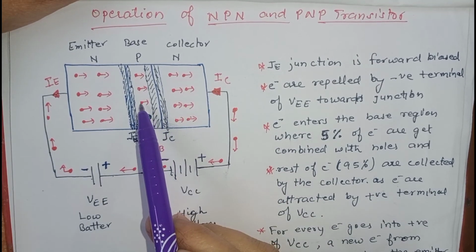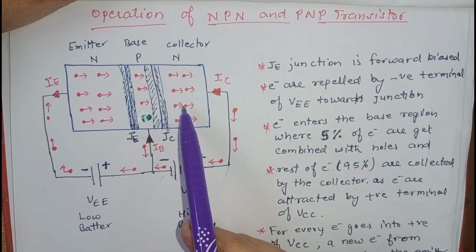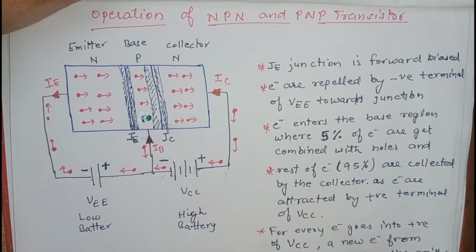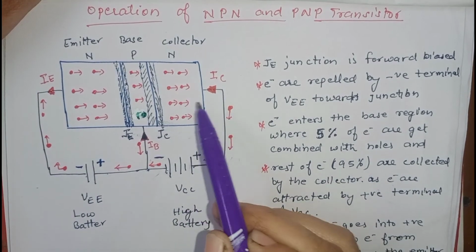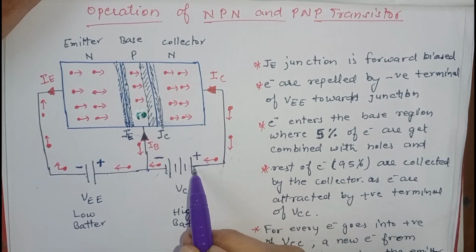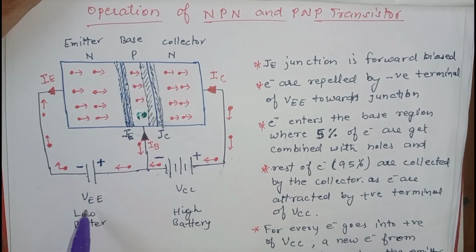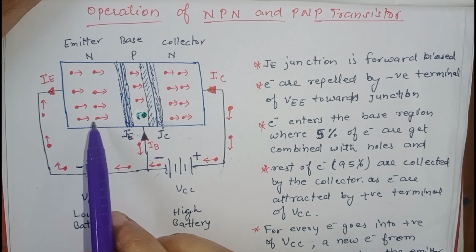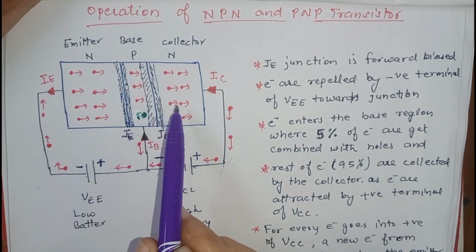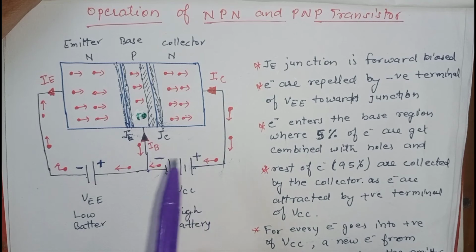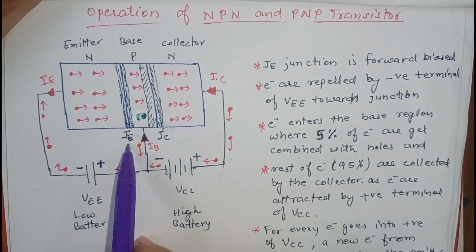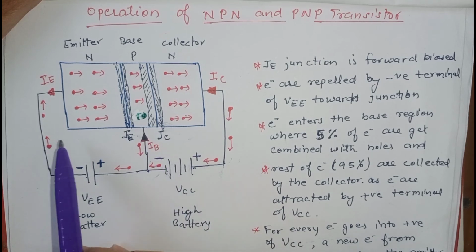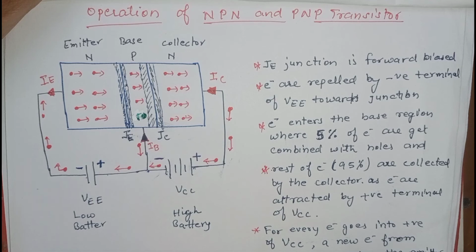Now the rest of the electrons cross this junction and reach the collector region as they are attracted by the positive terminal of the VCC battery. For every electron that goes from the collector region to the positive terminal of VCC, a new electron from VE enters the emitter region. So conduction of electrons from this region to this and then this and in the outer circuit keeps on going as long as the emitter base junction is forward bias and the collector base junction is reverse bias. So in this way the current flows in an NPN transistor.